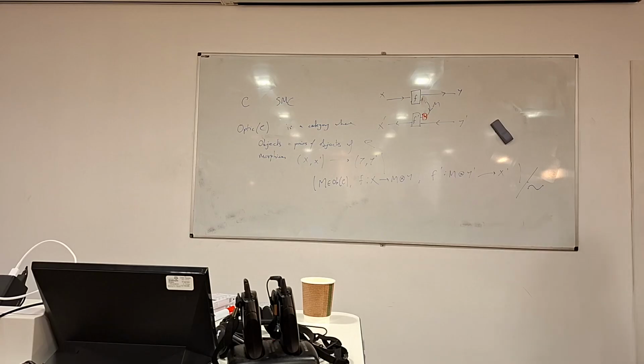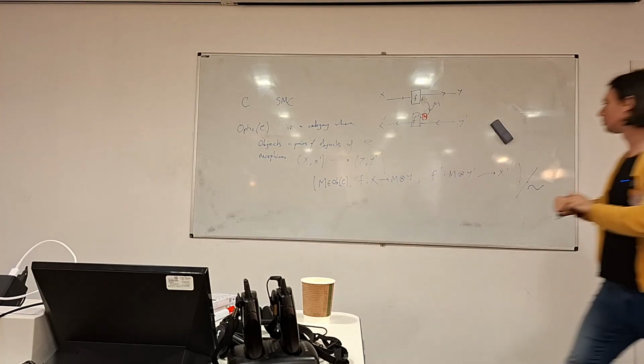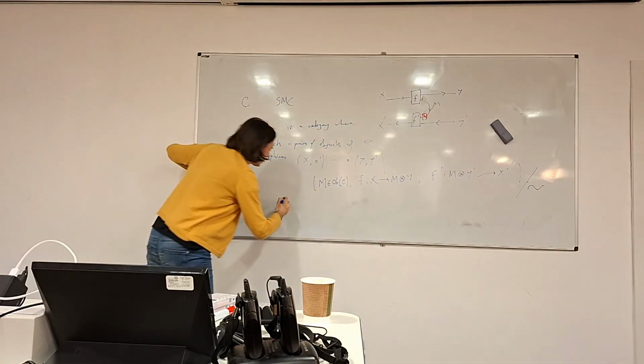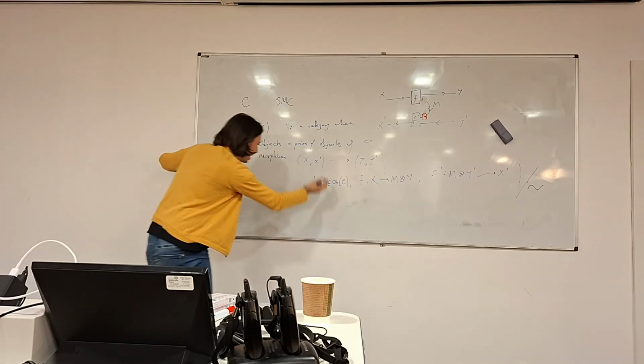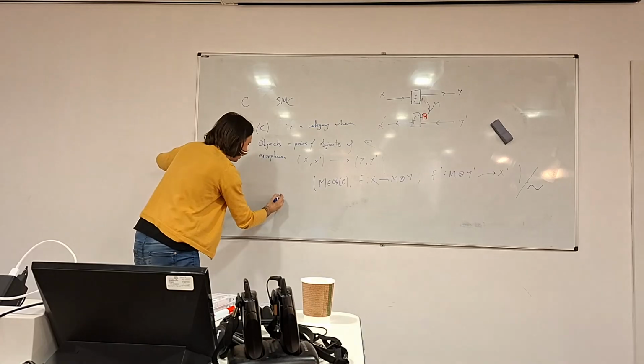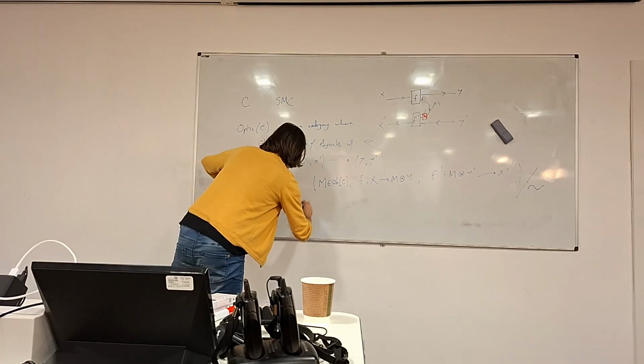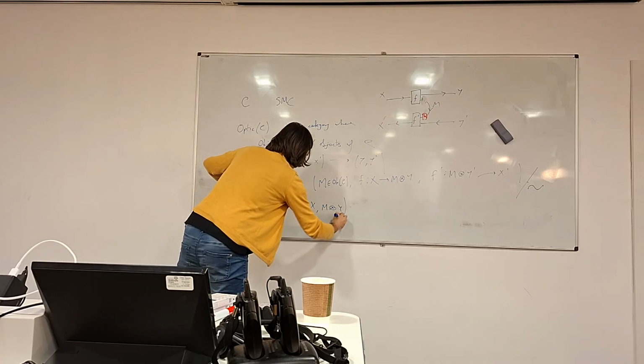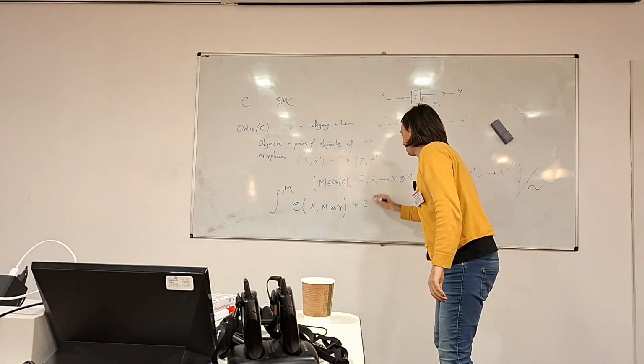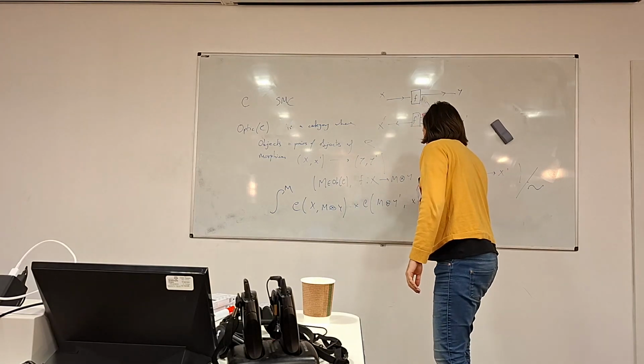I don't know if Chris mentioned these, but it's one of the universal properties, along with colimits and Lan extensions. In pure category theory, these things are all interdefinable. So we write the set of equivalence classes as the integral over M of C(X, M tensor Y), that's the hom set, times C(M tensor Y prime, X prime).